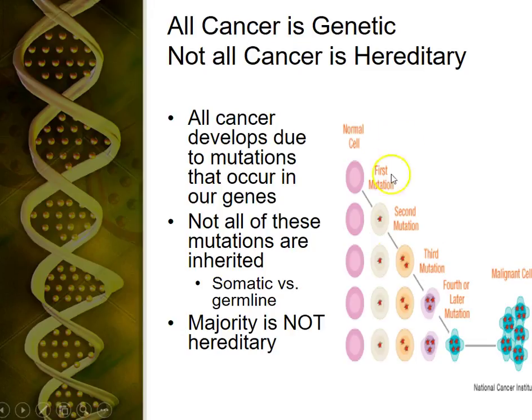So here we have a normal cell. And if we have a change in the gene, we're probably still okay. But it's when we have a second change, and sometimes a third change, that we have the cancerous cells. If we actually looked at the genes in a cancer cell, there are often many changes: loss of chromosomes, deletions, amplification of certain genes. But the difference with inherited cancer is that you're born with some of these predispositions.